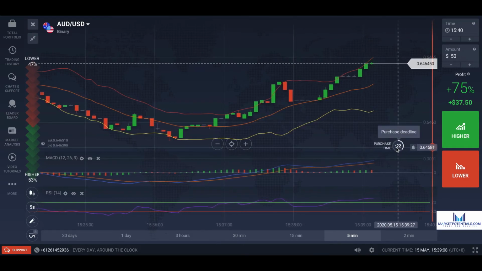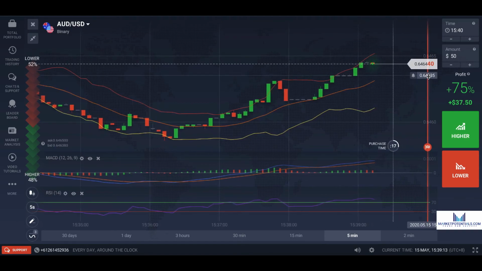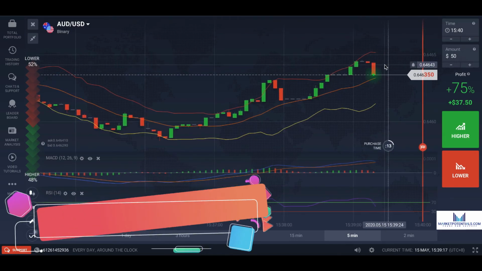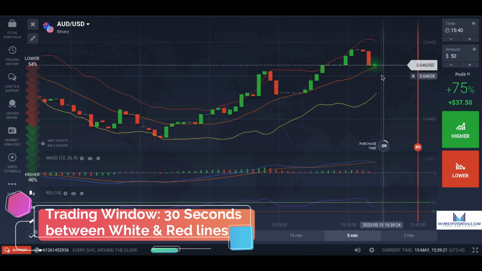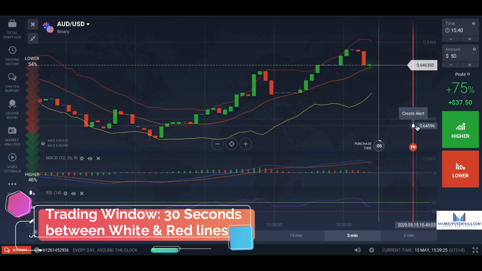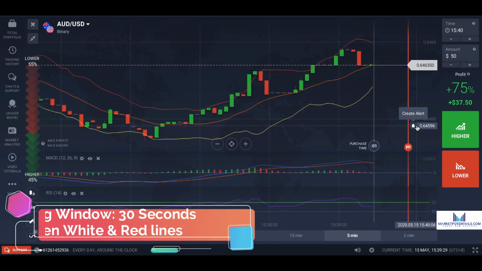So that's another thing about timing, guys. This is the purchase deadline. The red line is the expiration line. So basically you choose whether it's going to end up being higher or lower by the red line, by the white line, and the outcome is basically known on the red line. That's it. That's really just it. Forecasting the chart 30 seconds into the future. That's all you're really doing.